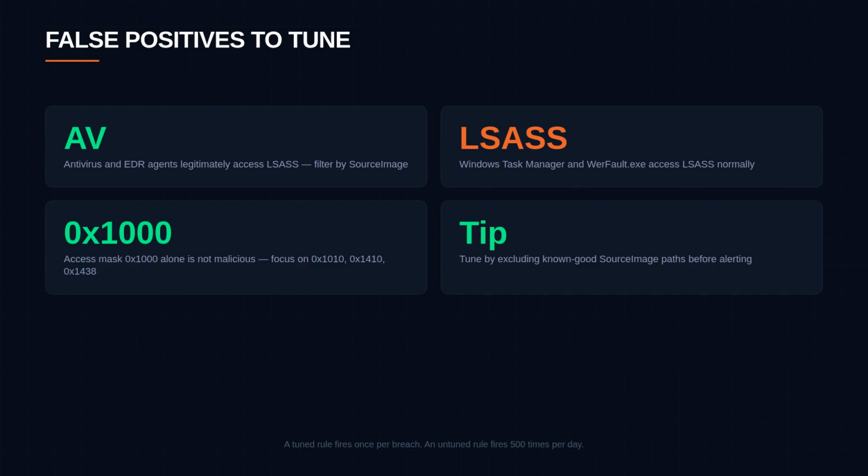A tuned version of this rule should fire once per actual credential dumping attempt, not 500 times a day on normal AV activity. Take the time to baseline your environment before you push to production.